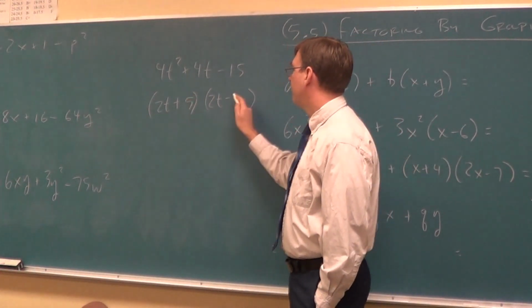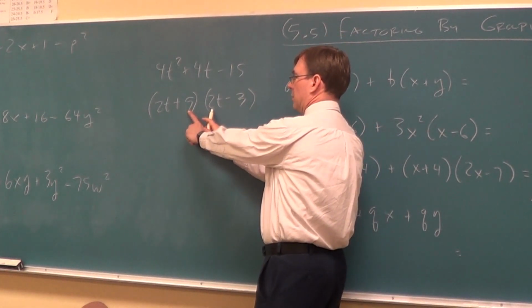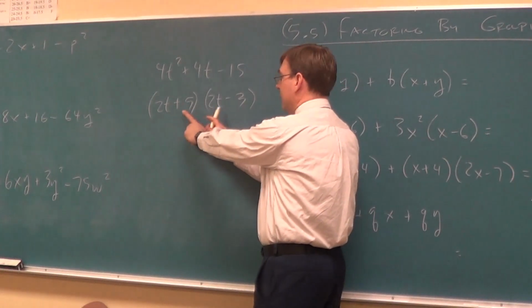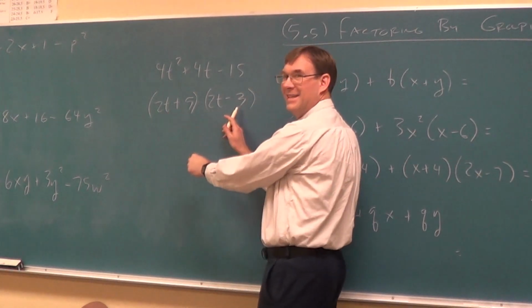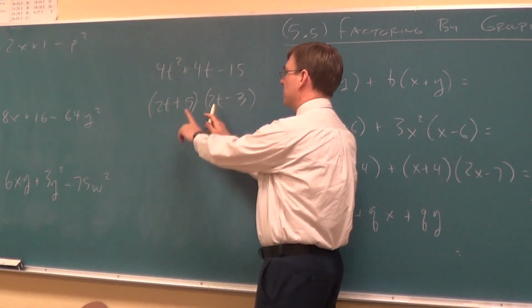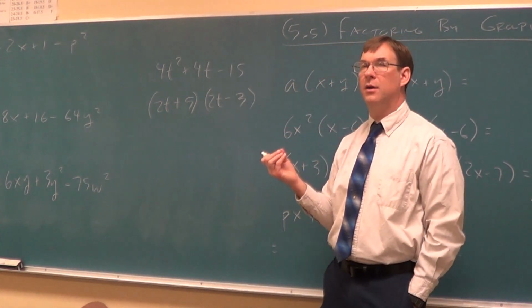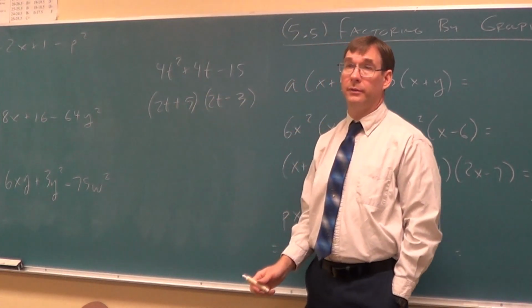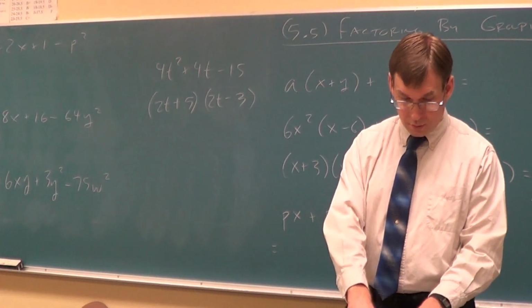5, 3. And then you foil to check. This would make 10. This will make, okay, -6. So positive 10 with -6, what do you get when you add positive 10 with -6? That's 4. We wanted to get 4, so you're right. That's it.